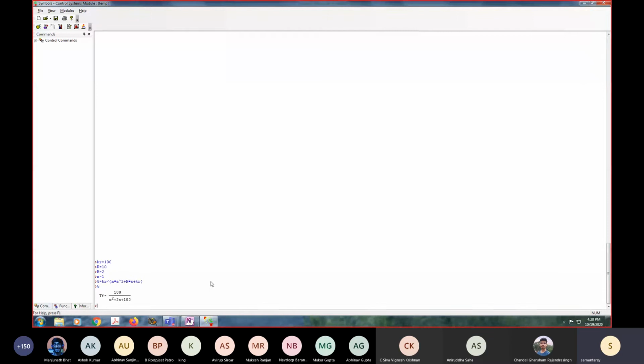Are you able to see? This is very small letter. Yes, sir, it's visible. So I have taken rope stiffness 100, resistance 2 and mass equal to 1, and this is our transfer function. So now let me take some Kp.